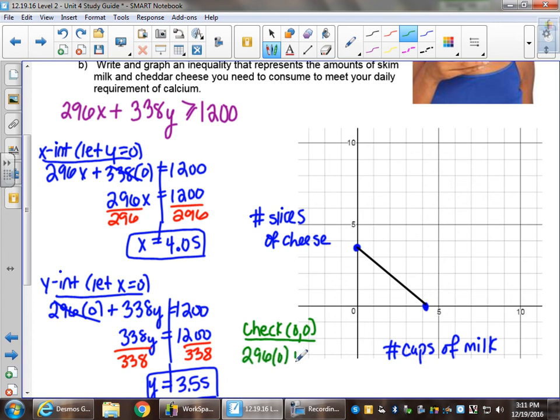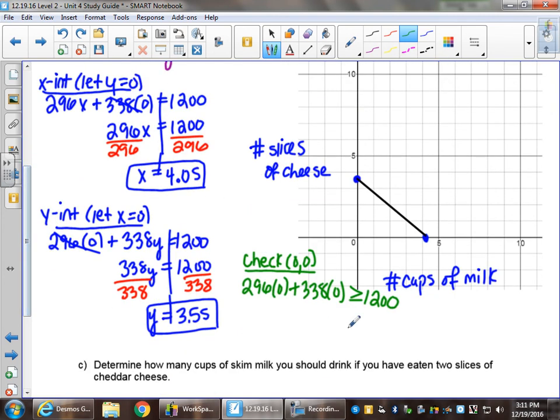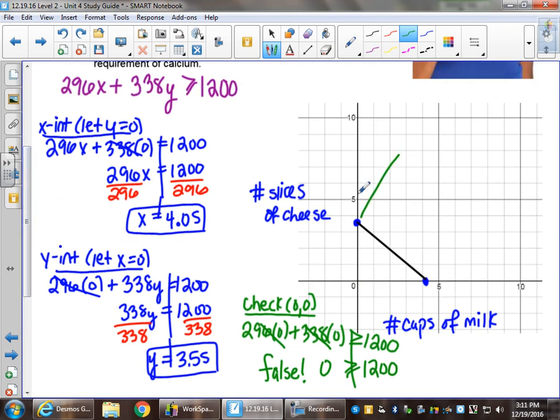296 times 0 plus 338 times 0. And again, we bring back the inequality when we do a check. We're going to see if this comes out true or false. So that's 0, that's 0. 0 greater than or equal to 1200. True or false? That is definitely false. So, if this is the side 0, 0 is on, we shade the other side. All of this becomes part of the shaded region.